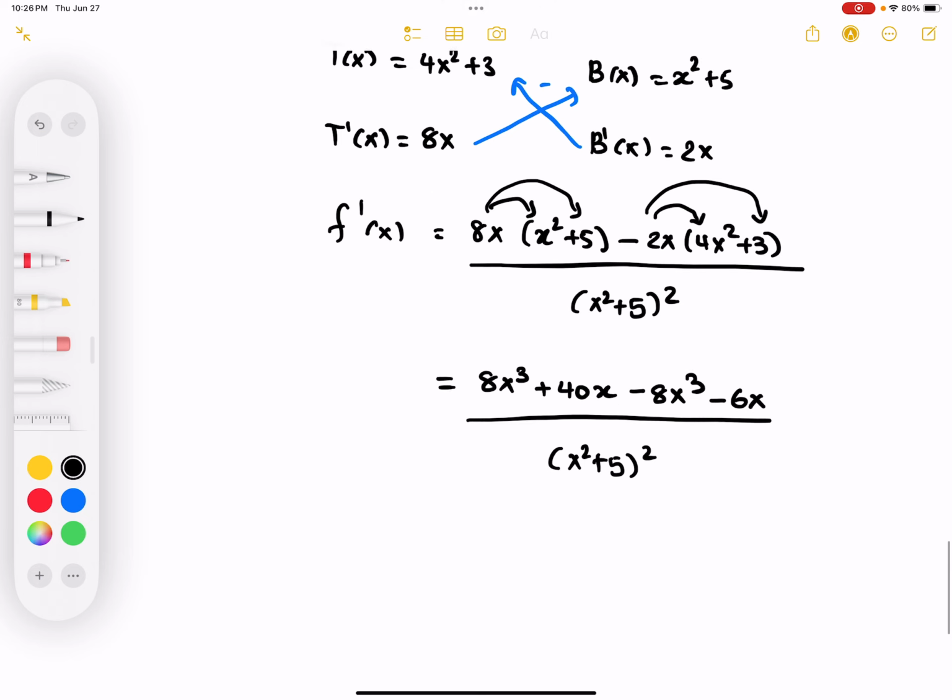Look at the top one. This is positive, this is negative, so cancel. And the only ones remaining, 40x minus 6x, they are the same terms, so it is 34x divided by x squared plus 5 the whole square. This is the derivative of the given function.